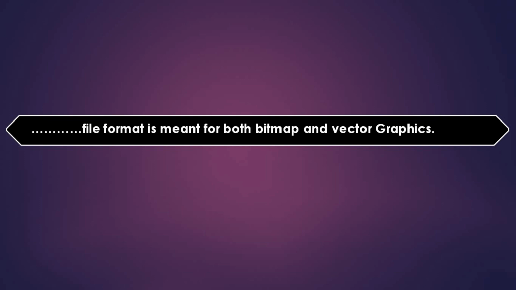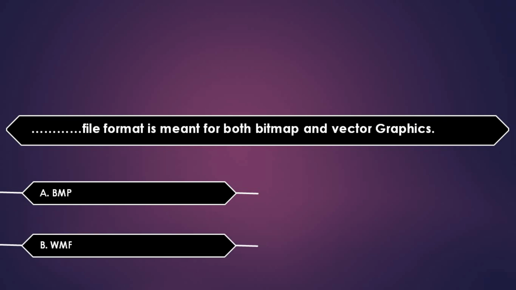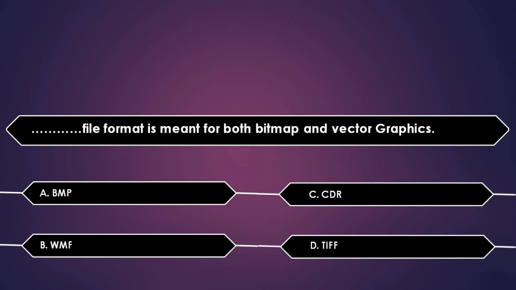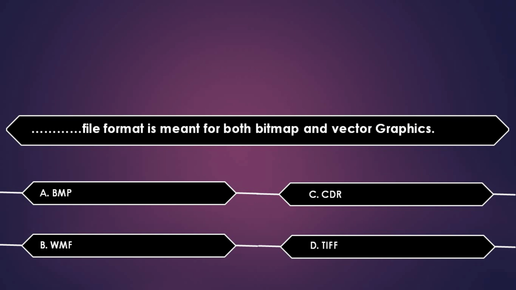Dash file format is meant for both bitmap and vector graphics. A. BMP, B. WMF, C. CDR, D. TIFF. The right answer is WMF. So WMF file format is meant for both bitmap and vector graphics.